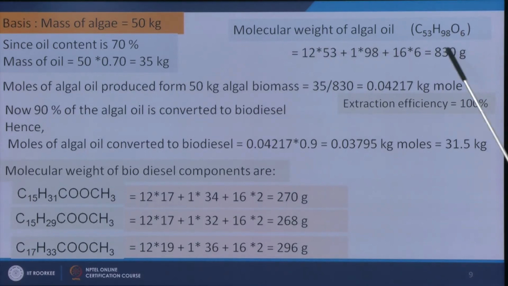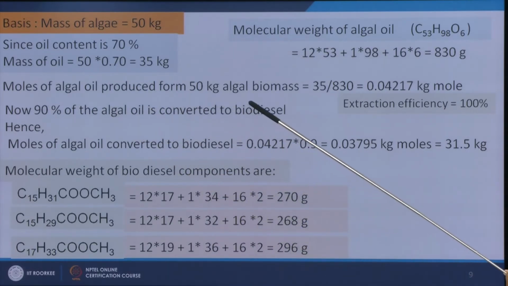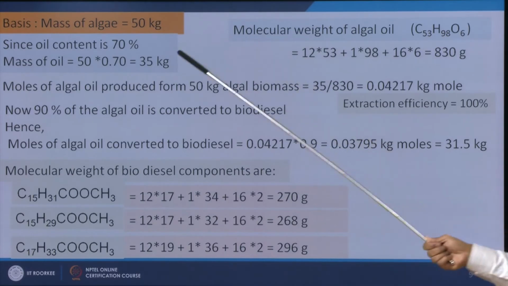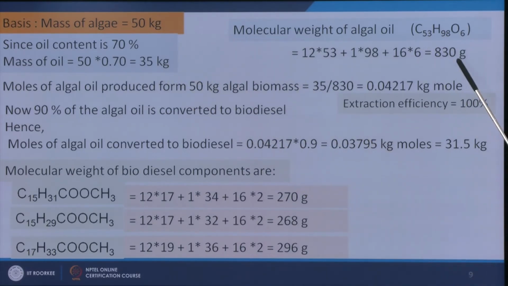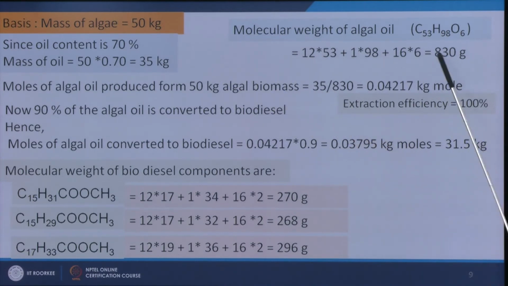So, this is the molecular weight of the algal oil, and the moles of algal oil produced from 50 kg of algal biomass is equal to 35 kg oil divided by 830 gram, that is equal to 0.04217 kg mole. So, we are getting this kg mole.